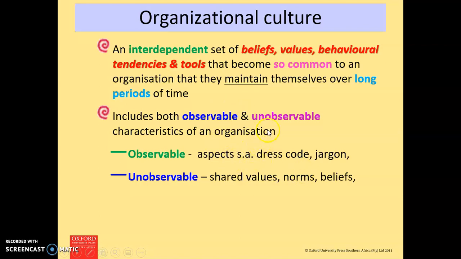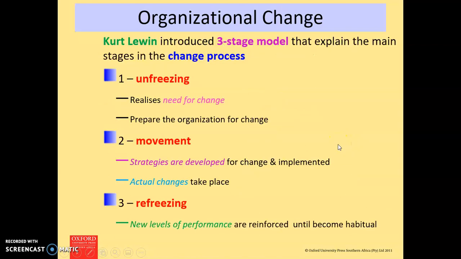So we can check the organizational culture based on the observable factors or characteristics such as the dress code and the jargon that they use in the organization. So this actually can show whether the organizational culture is strong or not. And the unobservable, in terms of the shared values, norms, and beliefs, if they are strong among the members, that means the organizational culture is very strong among the members.